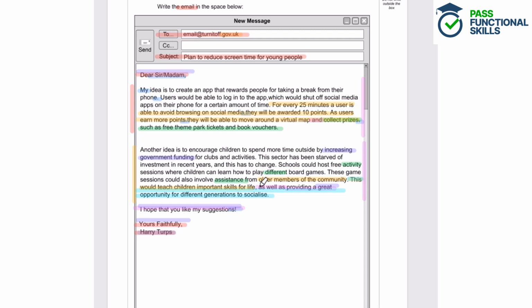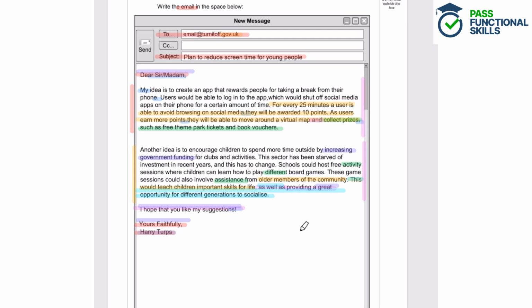And then we go on to use a connective, as well as, and a comma there, to add some additional information. So providing a great opportunity for different generations to socialise. So we've got an opinion included in there, a great opportunity, and then explaining why this is a great opportunity, because different generations can socialise.